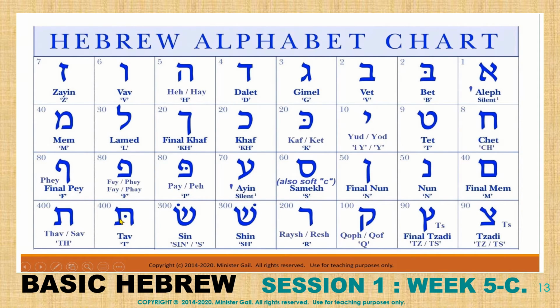Tav has the dot in the center with the little foot. It will be written in the King James Bible in Psalm 119, the 22nd section, T-A-U, which is a Roman and Greek spelling for the Tav, which is the Hebrew spelling for T, and this is T-H. Sometimes they'll write S-A-V for the T-H because it's just a pronunciation thing.